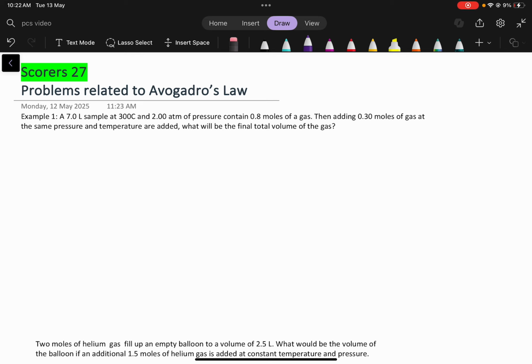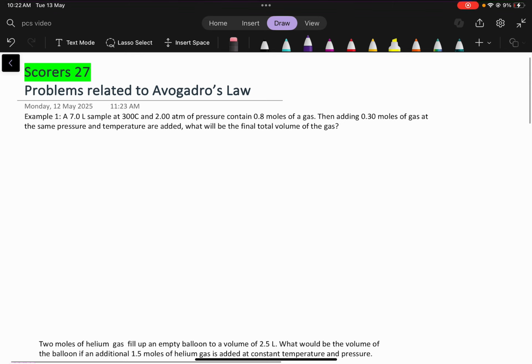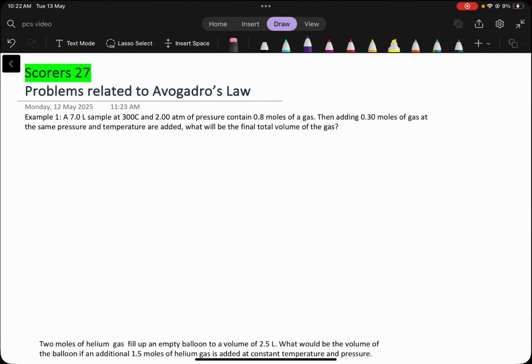So today we have questions related to Avogadro's law. Let's look at a few examples. The first example tells us a 7-liter sample at 300 degrees centigrade and 2 atm of pressure contains 0.8 moles of gas, and adding 0.3 moles of gas at the same temperature and pressure, what will be the final total volume of the gas?